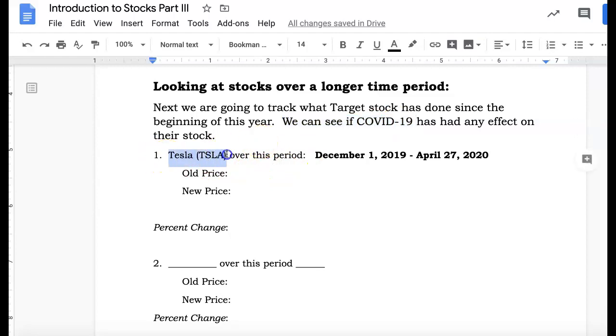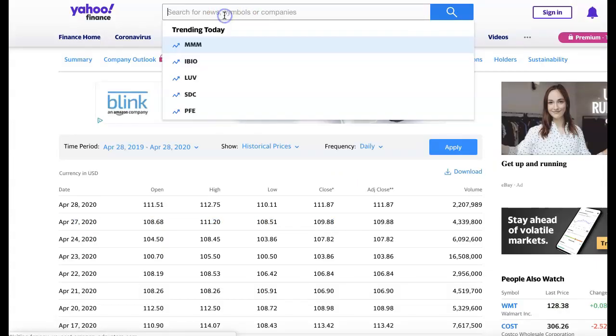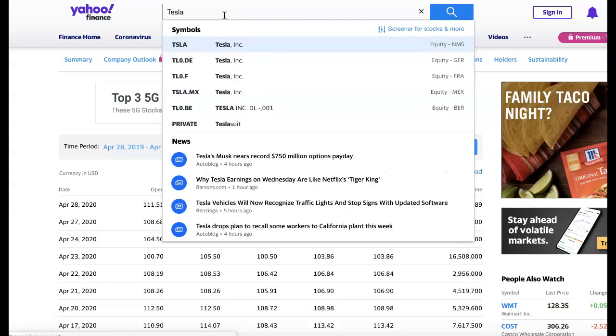I'm just going to pick Tesla, which is TSLA, over a longer period of time, prior to the COVID effect, right? Last December 1st up until yesterday. I just picked those dates because I want to see what happened over that period of time. So had we decided to invest in Tesla on December 1st, I'm going to type it in. Show you, if I didn't even know it was TSLA, I could just type in Tesla.